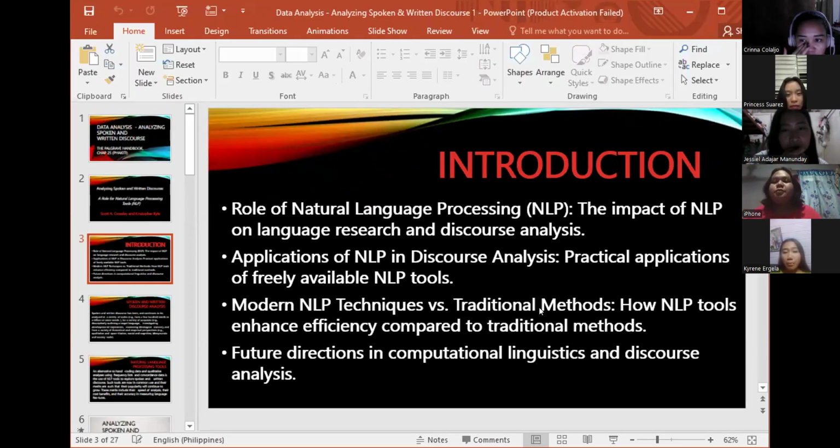So what are the things that we're going to learn from this topic? The role of natural language processing, or NLP. At the end of the discussion we will be able to know the impact of NLP on language research and discourse analysis. What are the things that the NLP tools can help the students and the researchers with?